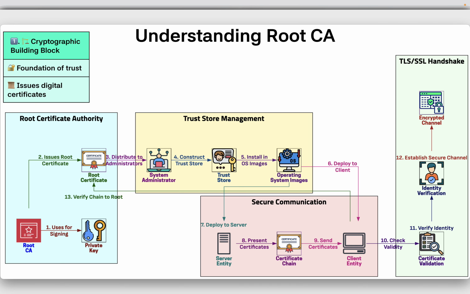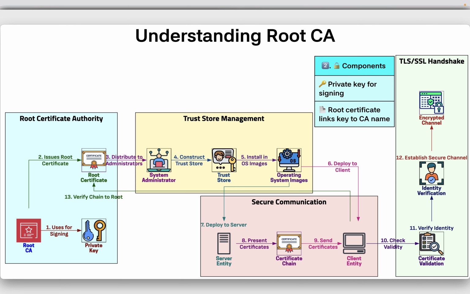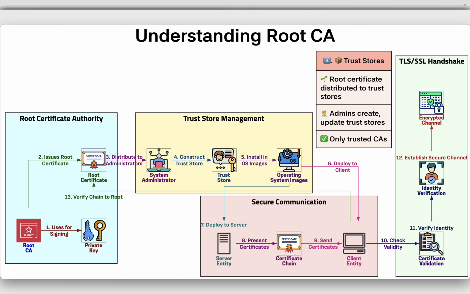Understanding root CA. A root CA is a fundamental element for security and serves as the foundation of trust for issuing digital certificates. So components, it has two main parts: a private key used for signing certificates and a root certificate which shows who the root CA is and links the private key to the CA's name. The root certificate is given to the trust stores of everything in a setup. Administrators create these trust stores to contain only the CAs they trust, updating them across all systems and devices.